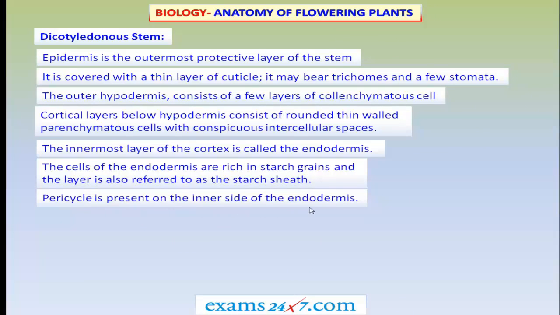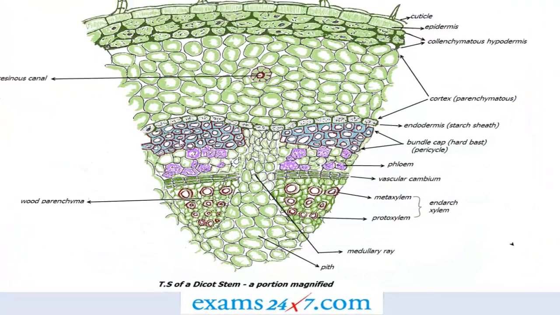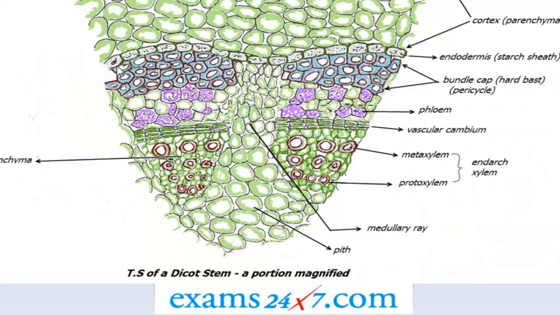In the stele, the outermost area is the pericycle, and this pericycle is present on the inner side of the endodermis. The pericycle is represented by two types of tissues. Wherever the vascular bundles are present, the pericycle shows sclerenchyma, and between the vascular bundles, the pericycle has parenchyma.